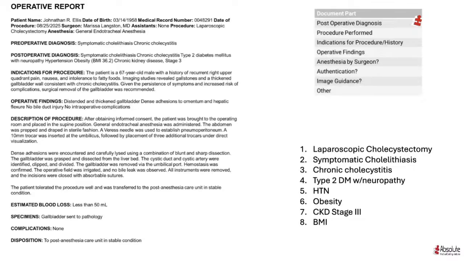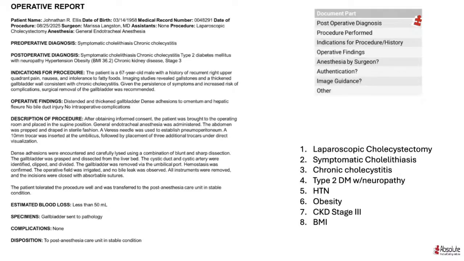A Veress needle was used to establish pneumoperitoneum. A 10 millimeter trocar was inserted at the umbilicus, followed by placement of 3 additional trocars under direct visualization. Dense adhesions were encountered and carefully lysed using a combination of blunt and sharp dissection. The gallbladder was grasped and dissected from the liver bed. The cystic duct and cystic artery were identified, clipped, and divided.